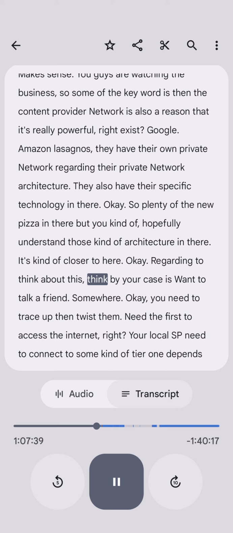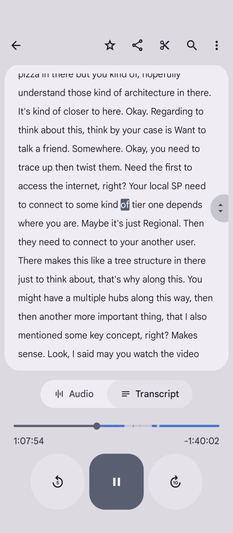Think about your case: you want to talk to a friend somewhere, okay? You need to trace up, then trace down. You first need to access the internet, right? Your local ISP needs to connect to some kind of tier 1, depending on where you are, maybe just regional, then they need to connect to your other user there. Makes sense? Think of a tree structure. That's why along the way you might have multiple hops.